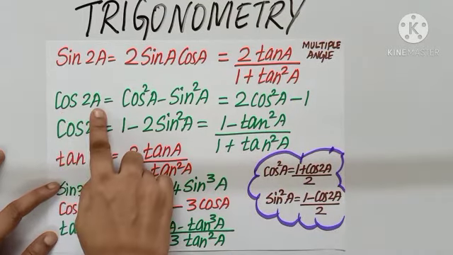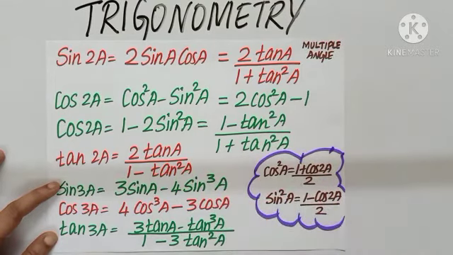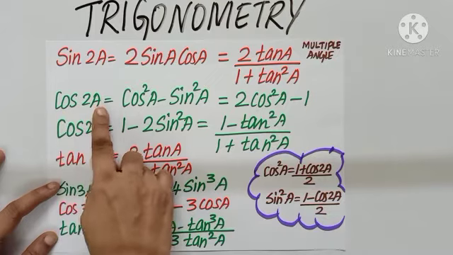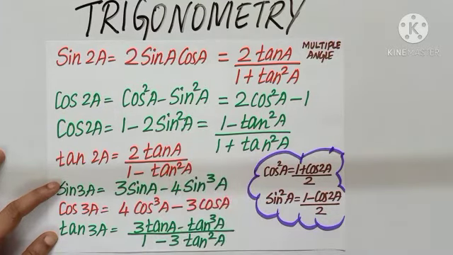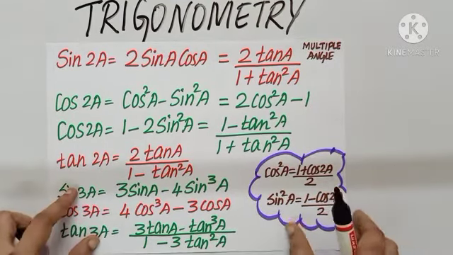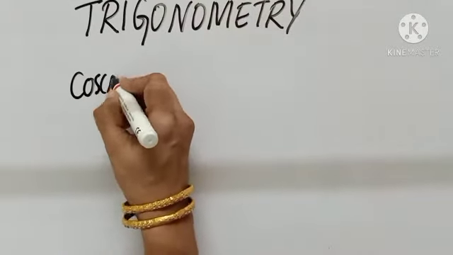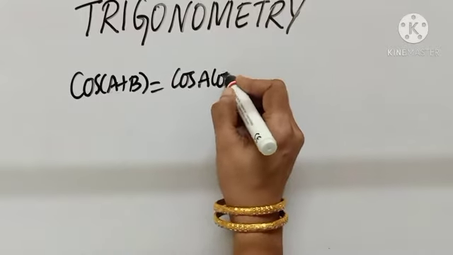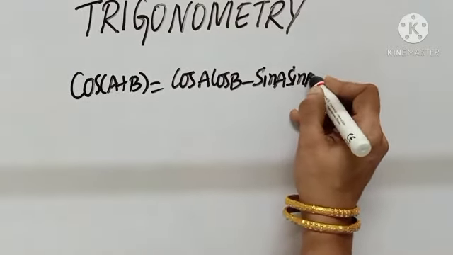Cos 2A, we have 1, 2, 3, 4 different formulas. The very first one, cos 2A is cos square A minus sine square A. How do I get it? Cos 2A. What is the cos A plus B formula? Cos A plus B is cos A cos B minus sine A sine B.